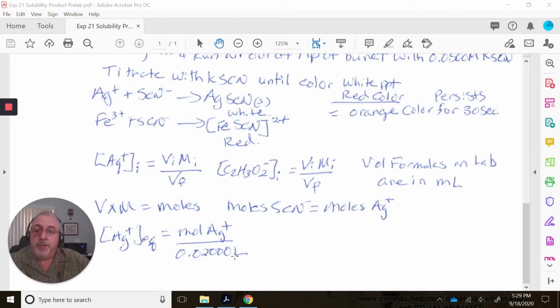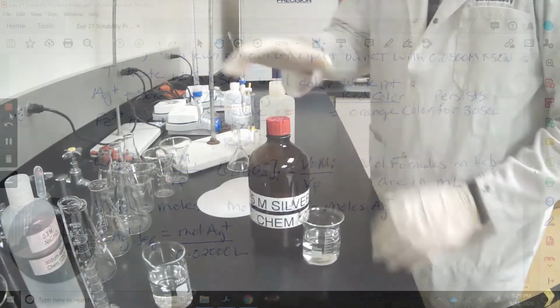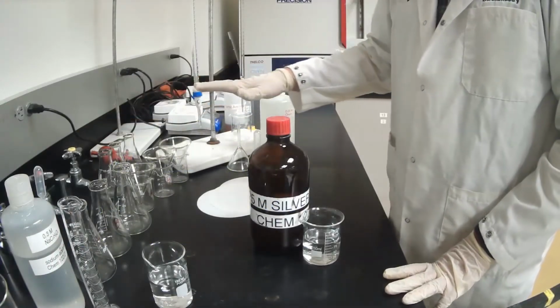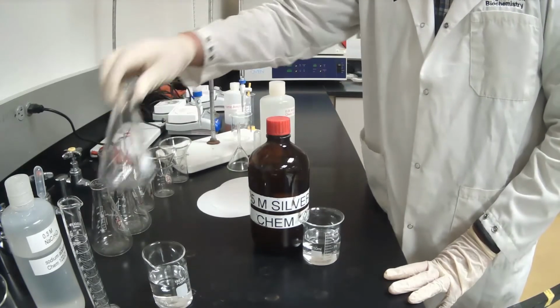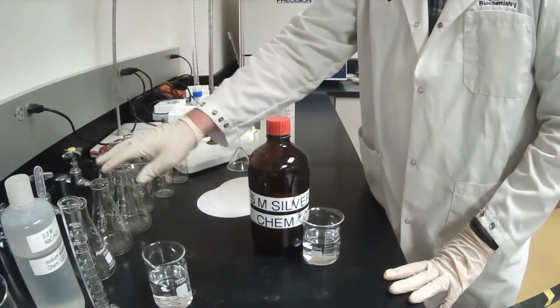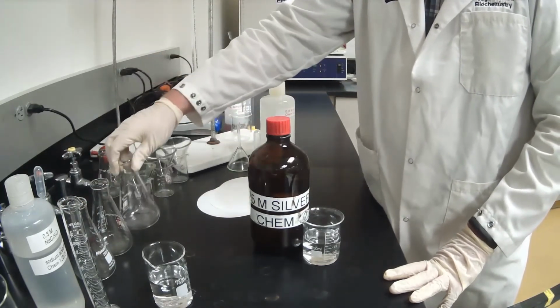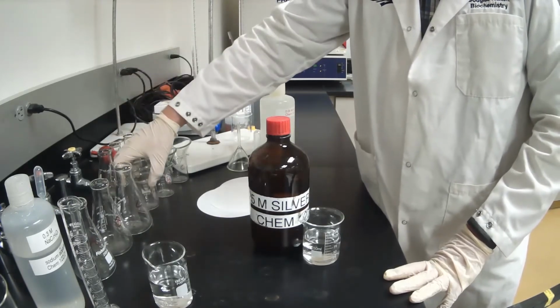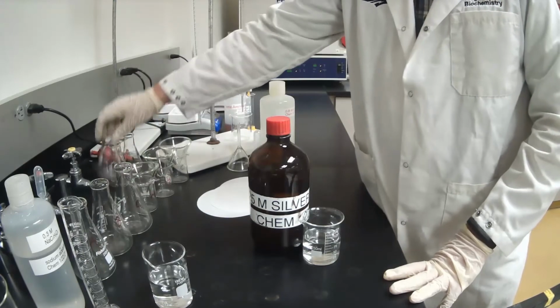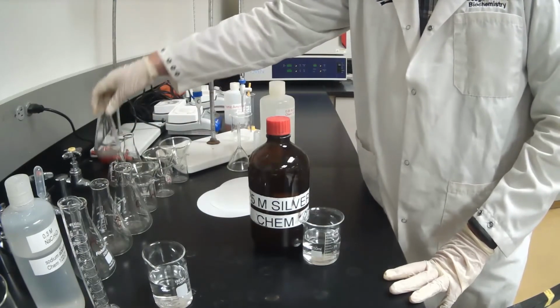So that's how we do some of the calculations. Let's see how the experiment goes. So we have our clean glassware here that we'll be using, that I've already gone ahead and labeled for each of our 3 assays, A, B, and C. So we have 3 of the 250 mil Erlenmeyer flasks, our 3 beakers with funnels for capturing the filtrate, and then our 3 Erlenmeyer flasks for the titrations.